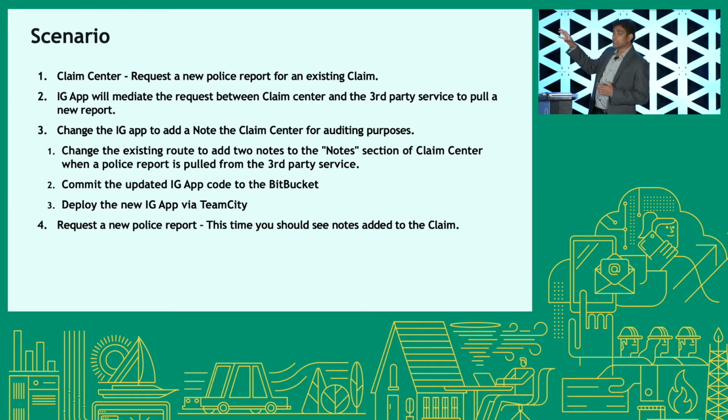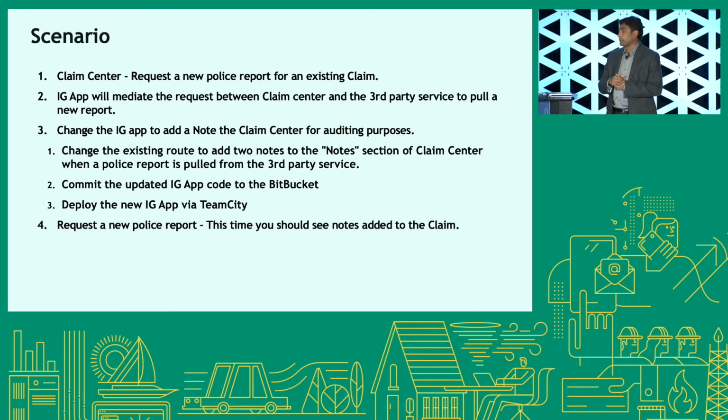So what we're going to do is change the IG app. Simple logic. We'll add a couple lines of code to add some notes to the notes section of the Claim Center. And then once we do that, we commit that to the repo and then deploy it. And then if we go back to the Claim Center and rerun the police report, you would see those two notes added because that's what we changed. OK?